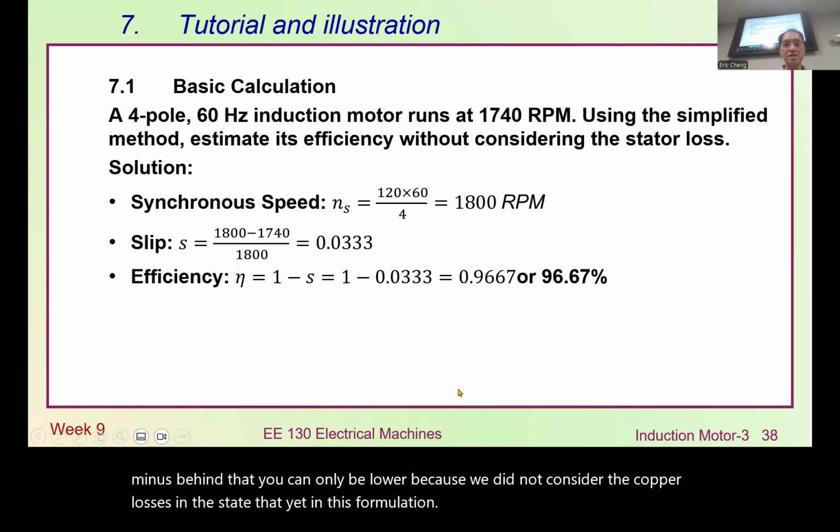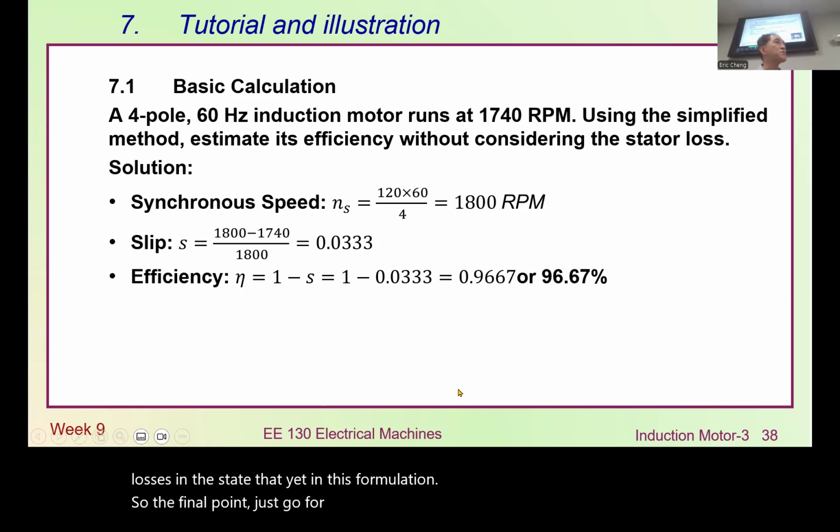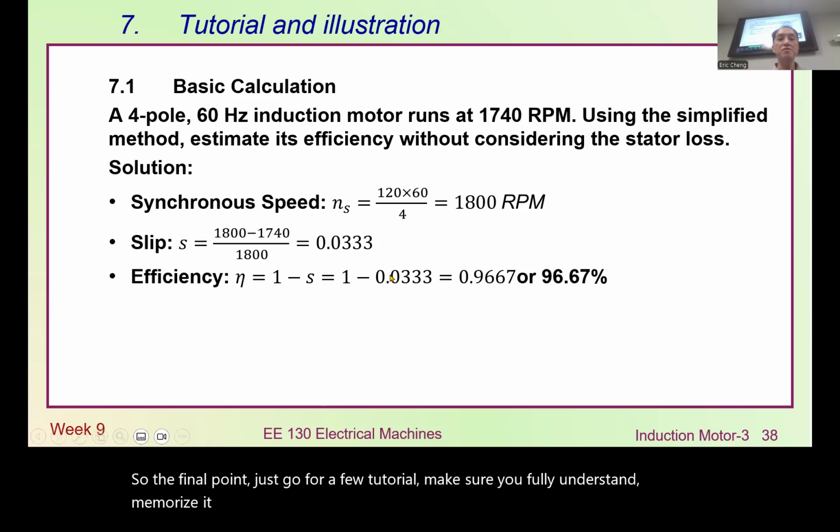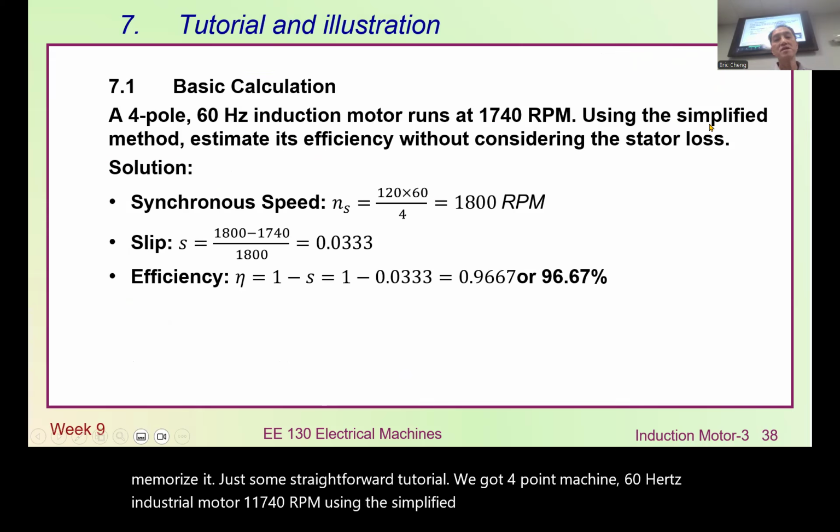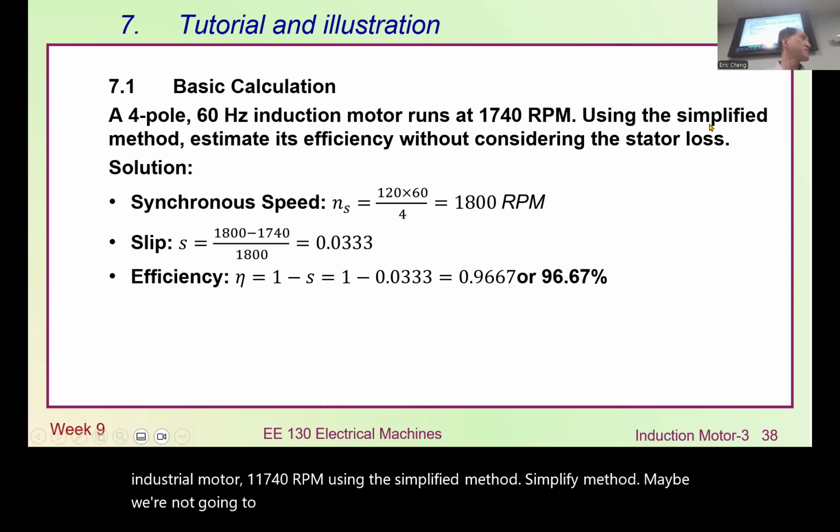So for the final part, let's go through a few tutorials, make sure you fully understand and memorize it. Just some straightforward tutorials. We have a 4-pole machine, a 60 Hz induction motor, running at 1740 RPM, using the simplified method. Simplified method means we're not going to calculate the stator losses. We can if you like to. And then estimate the efficiency without considering the stator losses.